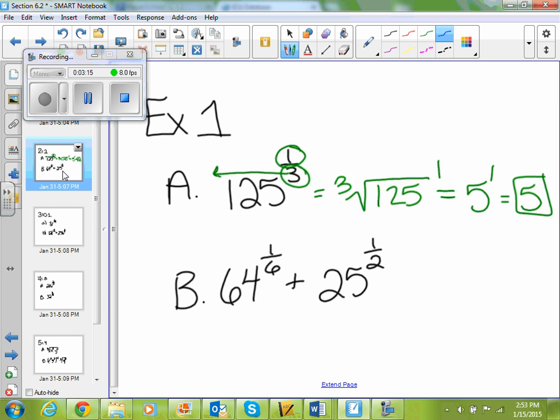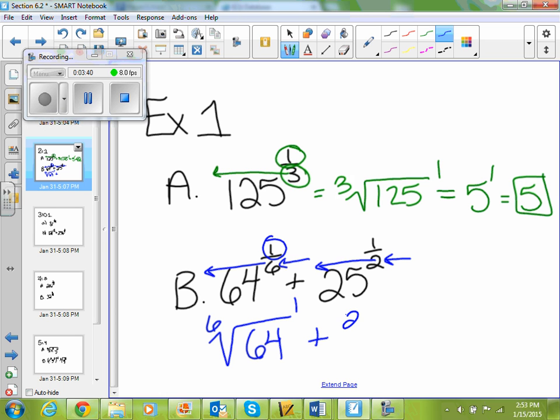Okay, so I'm going to do the same thing for part B. These are 2 different problems, so I want you to treat them like 2 different problems. The first thing I'm going to do is push the 6 out front, and I end up with the 6th root of 64. The 1 stays on top. Then I'm also going to push the 2 forward, so I end up with the square root of 25, and the 1 stays out front.